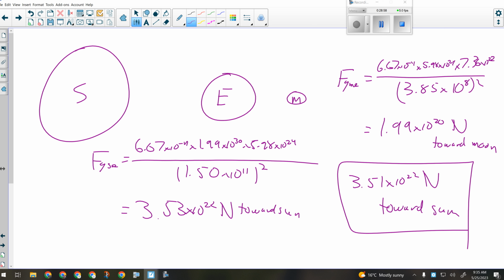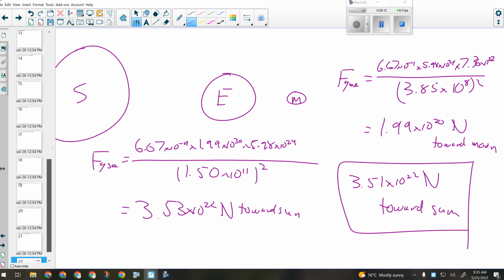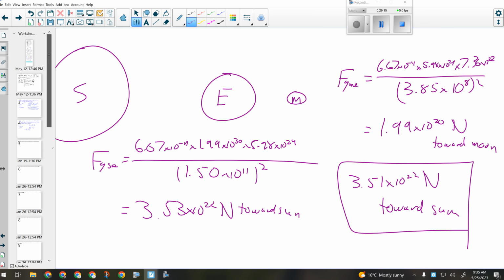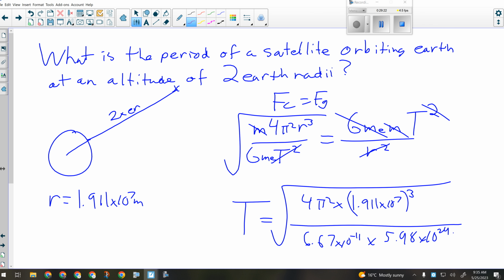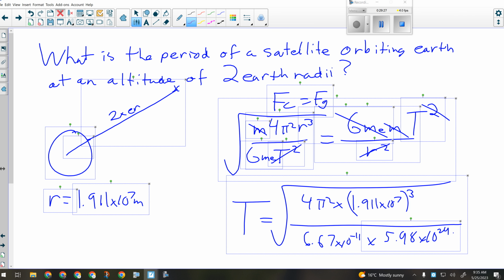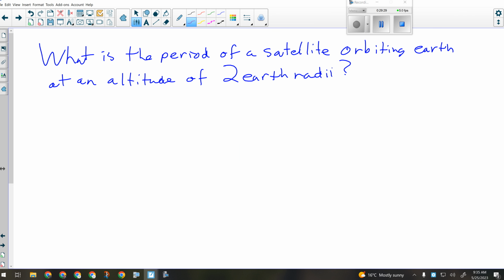What else? Could we do another question where you have to substitute 2 pi r over t for v, or 4 pi squared r squared over t squared? Okay, there you go. There's a substitution now.